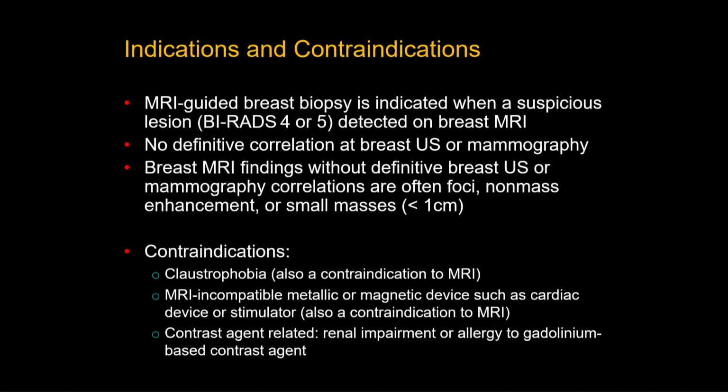So contraindications include contraindications for a regular breast MRI. This includes claustrophobia. If you have an MRI incompatible metallic or magnetic device, such as a cardiac device or a stimulator. And finally, if the patient has any contrast-related issues, such as renal impairment or an allergy to gadolinium-based contrast.